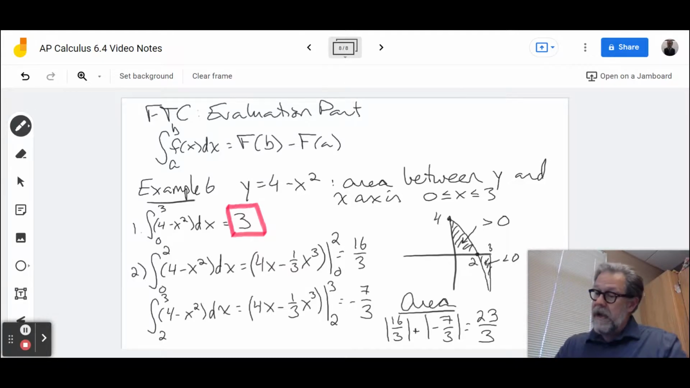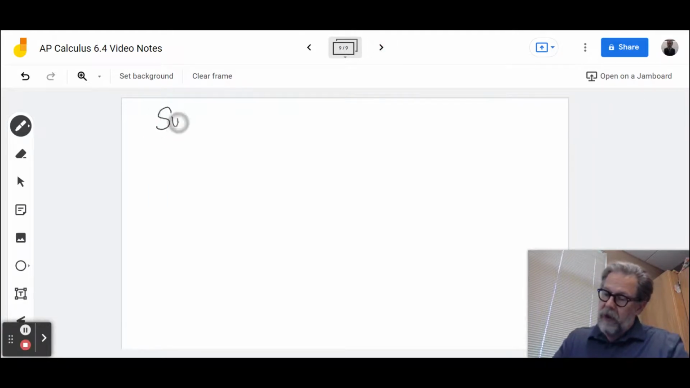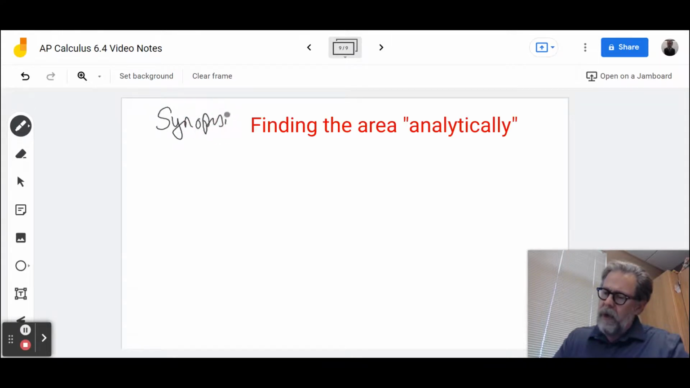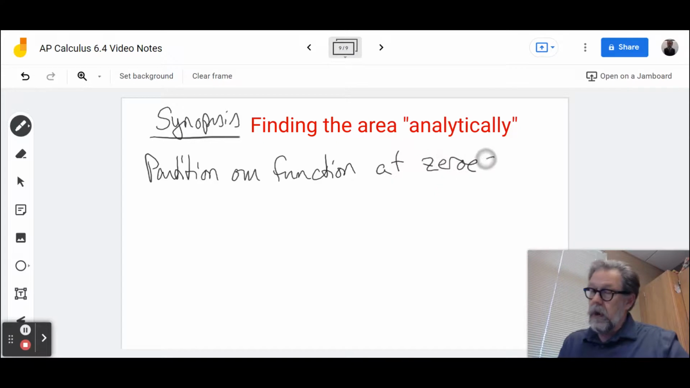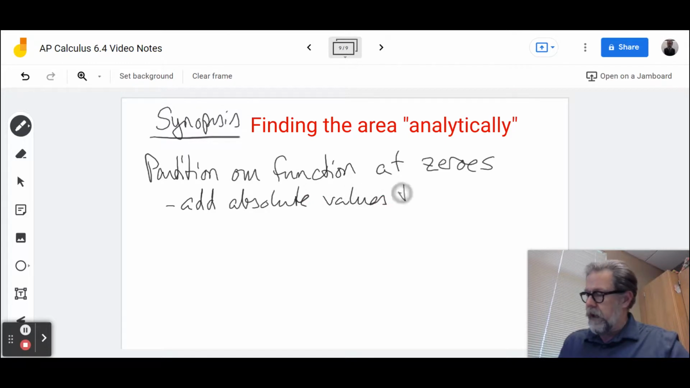Well, there you go. So a quick synopsis of what we need to be careful of is that we need to partition our function, and we need to partition it at the zeros so that we can add the absolute values to find area.